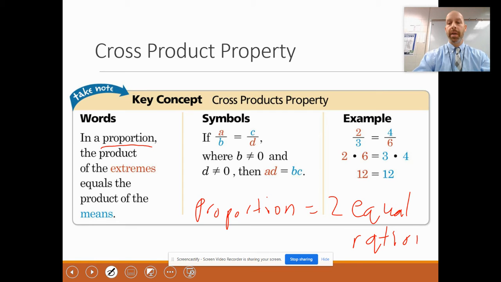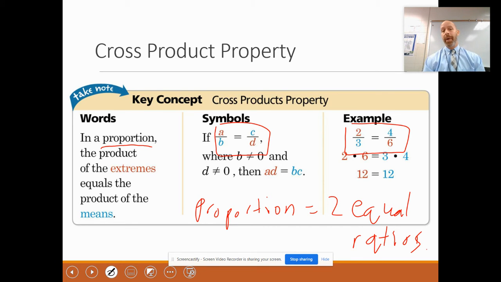You're probably familiar with this. You studied this in Algebra 1. So two equal ratios. For example, this is a proportion. We read that A is to B as C is to D. Here's another example of a proportion. 2 is to 3 is 4 is to 6.